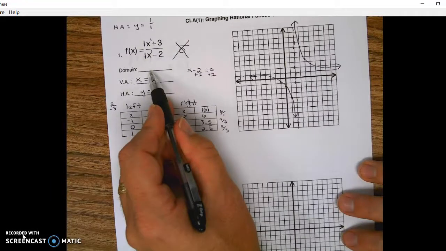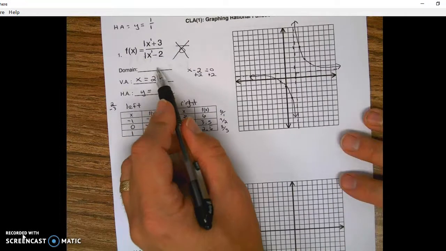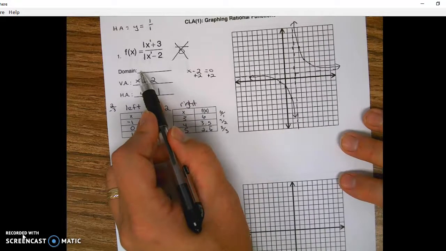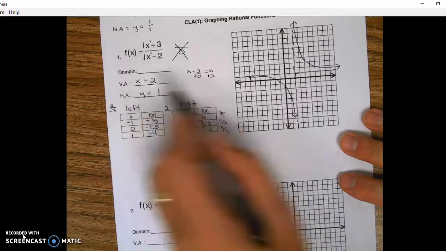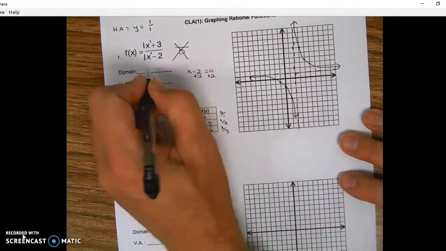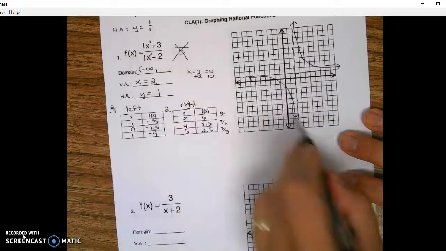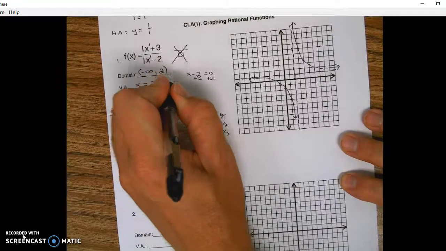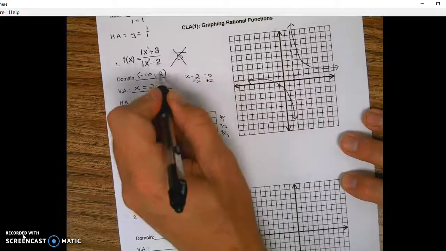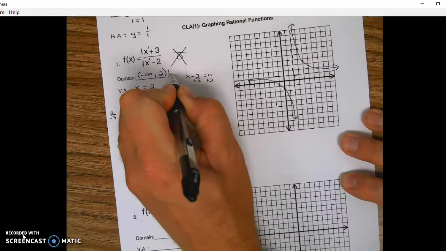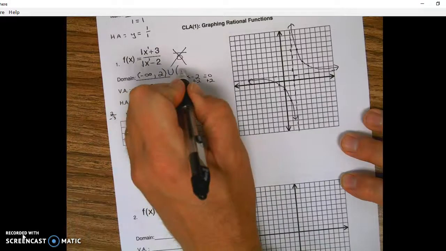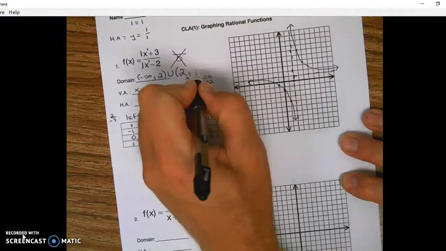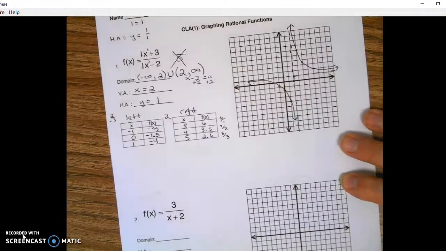Now when writing the domain, I'm going to show you two methods. First method is interval notation. So interval notation, we would have negative infinity on the left to our vertical asymptote, which is 2. Use a parentheses, it does not touch 2. It goes up to 2, close to 2. Union, and then starts off at 2, but not including 2, so we use a parentheses to positive infinity. Okay?